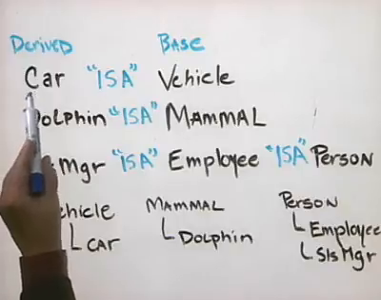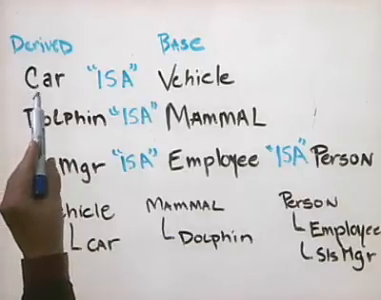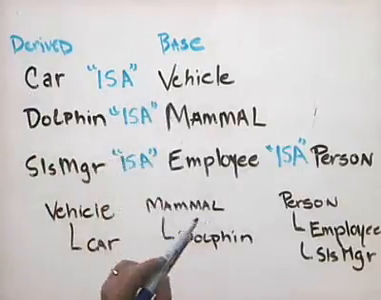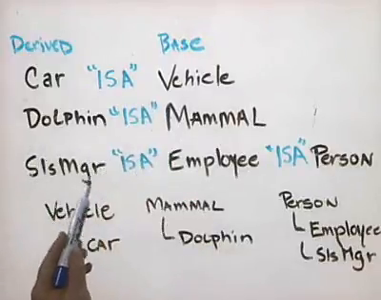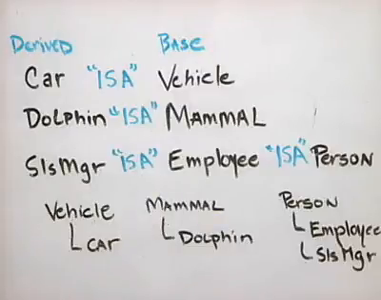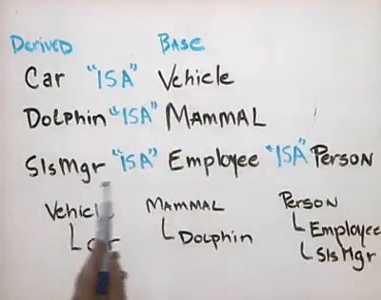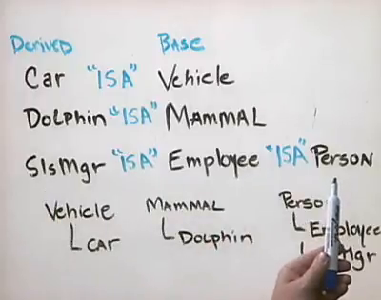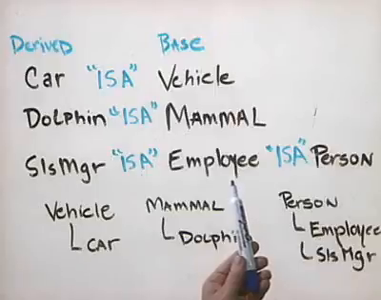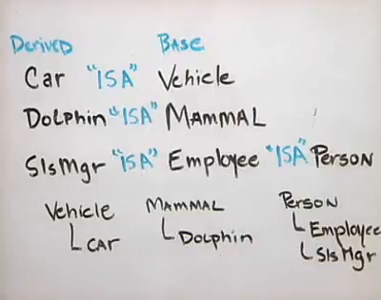Now look at the relationship between the two. A car, which is a derived class of vehicle, a car is a vehicle. A dolphin is a mammal. And a sales manager is an employee. Notice we have three tiers here. We have a base class called person. Its derived class is employee, but employee also acts as a base class for sales manager. So we would say sales manager is an employee, employee is a person.